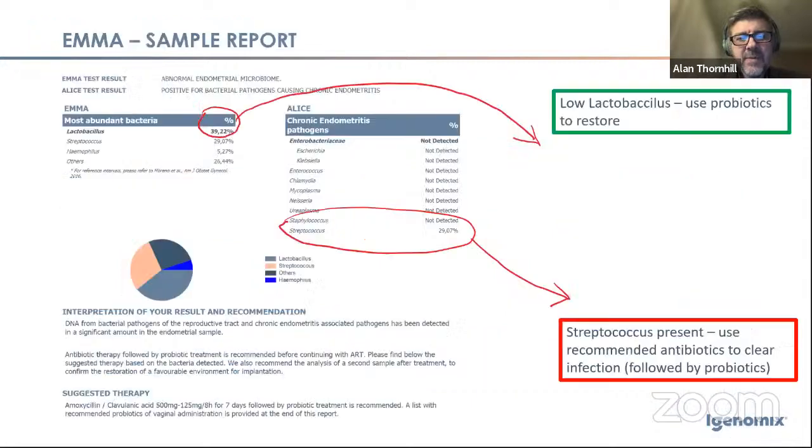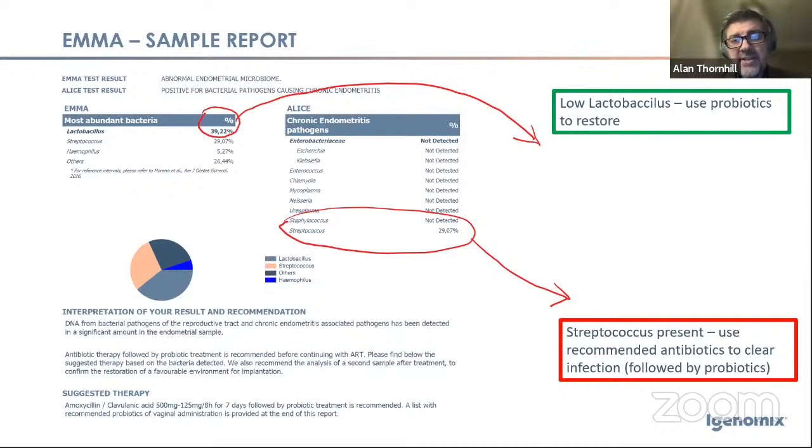Next slide, please. And I think I've got, yeah, this is a sample report. I know it's quite busy. There's a lot of information on there. But as you can see, it says, what's the highlight result? So on this one, the EMA test result is abnormal microbiome. As soon as you see the word abnormal, it means you've got to do something.